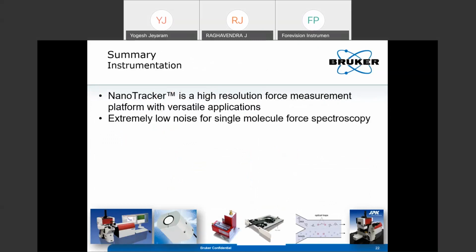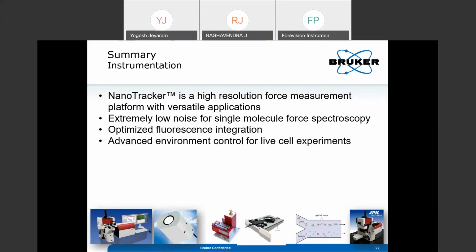So that's the main driver. So you have very, very low noise when you are studying force spectroscopy, especially for single molecules, with sub-piconewton force control. You have excellent fluorescence integration, confocal integration. So you have advanced environmental control.